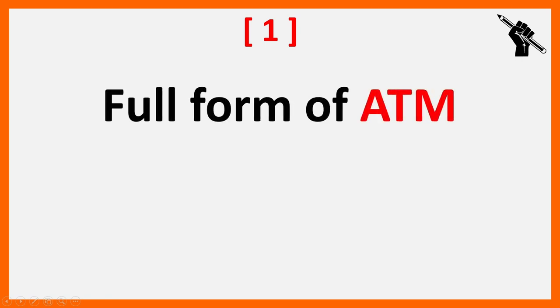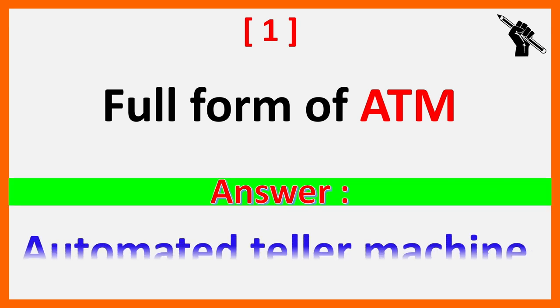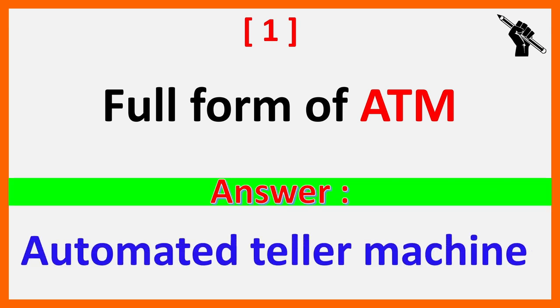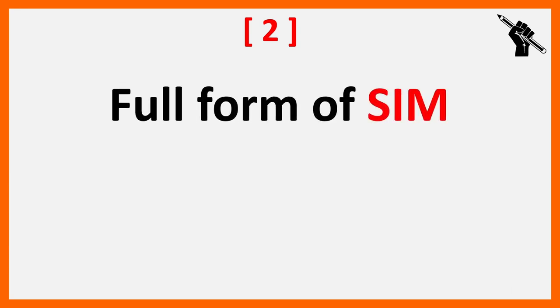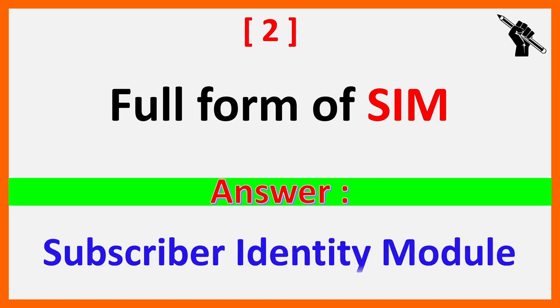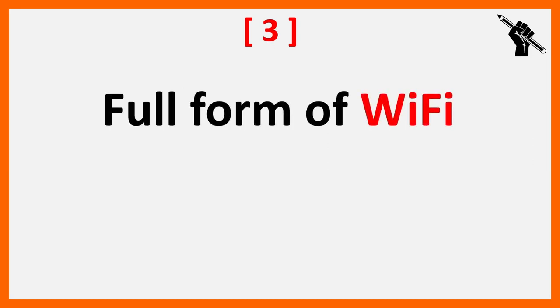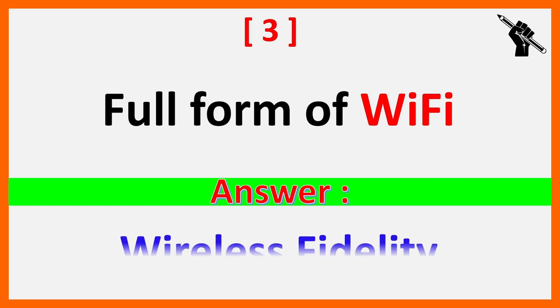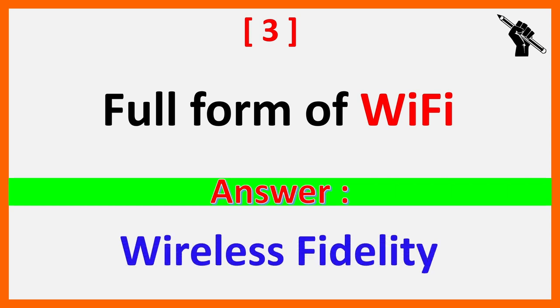Full form of ATM? Answer: automated teller machine. Full form of SIM. Answer: subscriber identity module. Full form of Wi-Fi. Answer: wireless fidelity.